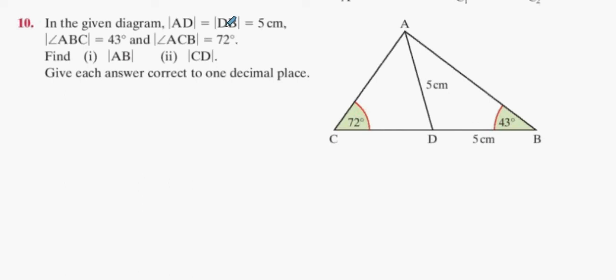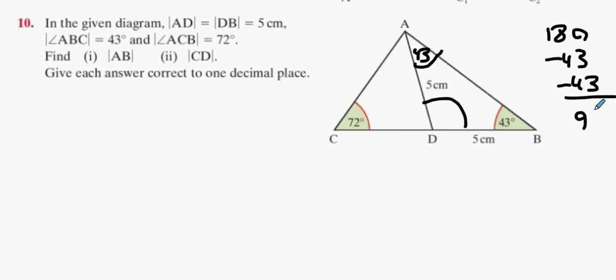AD equals DB, 5, 5. Oh, this is an isosceles triangle, which makes that 43. And then 180 minus 43 minus another 43, I believe is 94. Because 94 plus 86 is 180. Yep. So that is 94. Then in a straight angle, it's 180 degrees. So that will make this one 86.